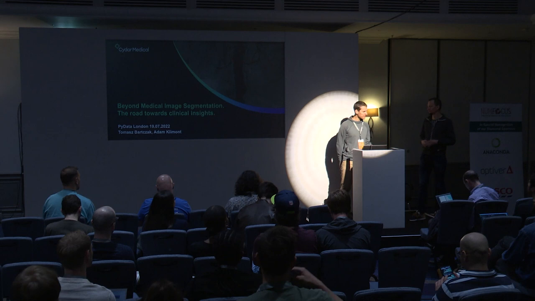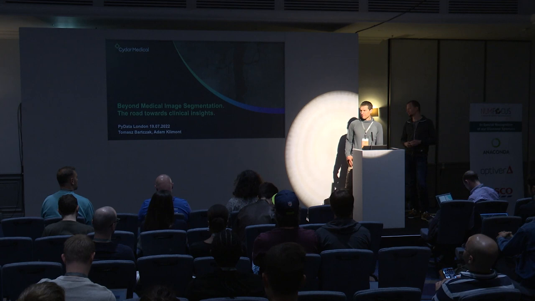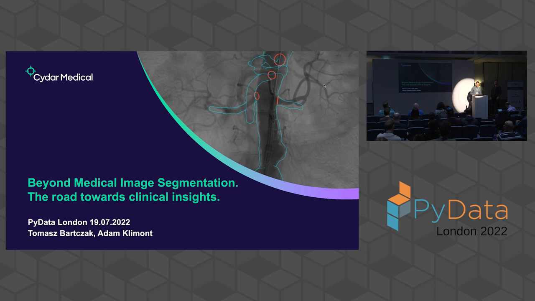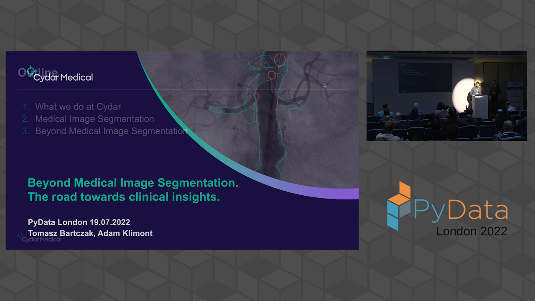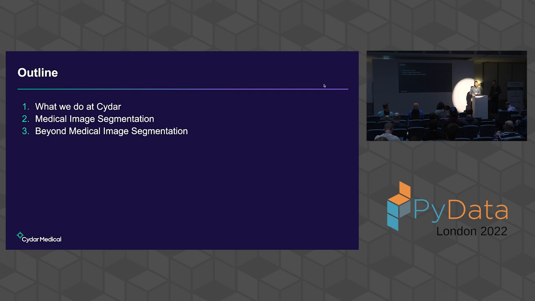We'll be talking about medical images and how we analyze them, how we use deep learning on them to develop clinically useful applications. And we'll split the talk in two parts. First, Tomek will tell you a bit about what we do at Sidar, and he'll focus on 3D medical image segmentation. And then I'll talk more about what we do with segmentation and other computer vision algorithms to develop useful applications for clinicians to treat patients. And with that, I'll give the floor to Tomek.